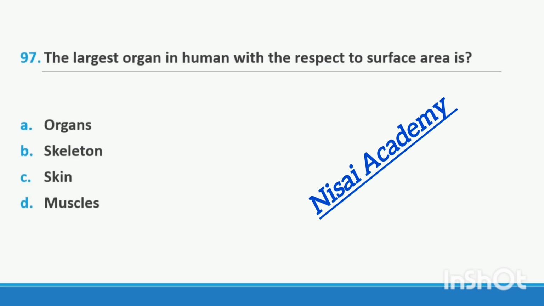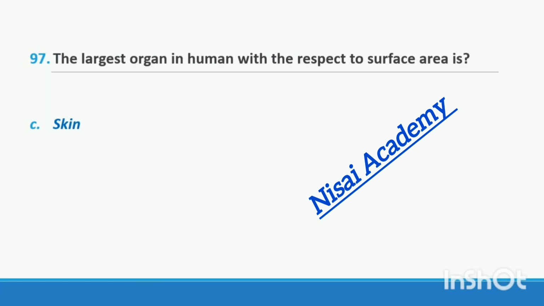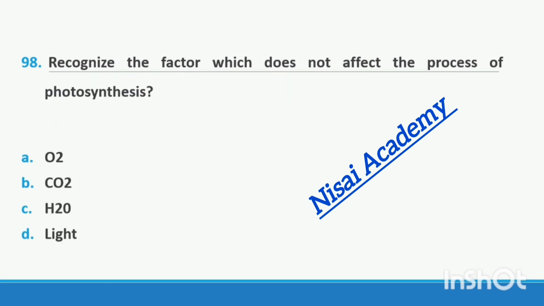Question 97. The largest organ in humans with respect to surface area is option A organs, option B skeleton, option C skin, option D muscles. The largest organ in humans with respect to surface area is skin. Right, option C, skin.